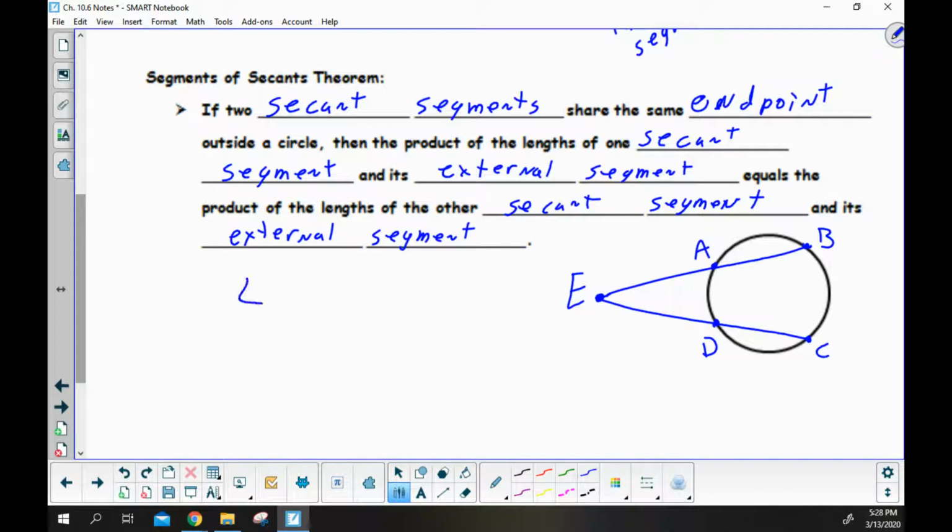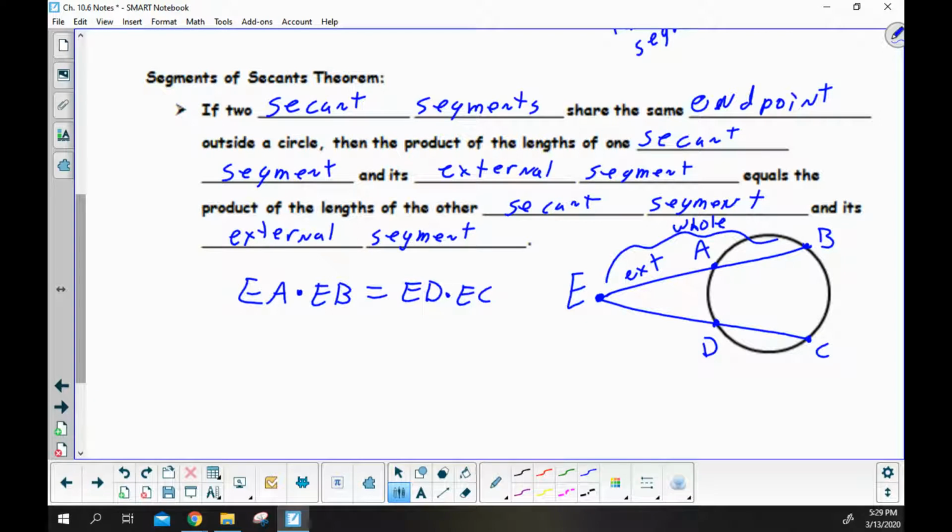EB times EA or EA times EB, either way you want to put it: external times the whole, external whole, right? And I like to call it the whole because it's easier than saying the whole secant, is equal to the same thing on the other side, ED times EC. So when we're dealing with secants, guys, and we're looking for lengths of secants, we always want to do the external part of the secant times the whole thing.